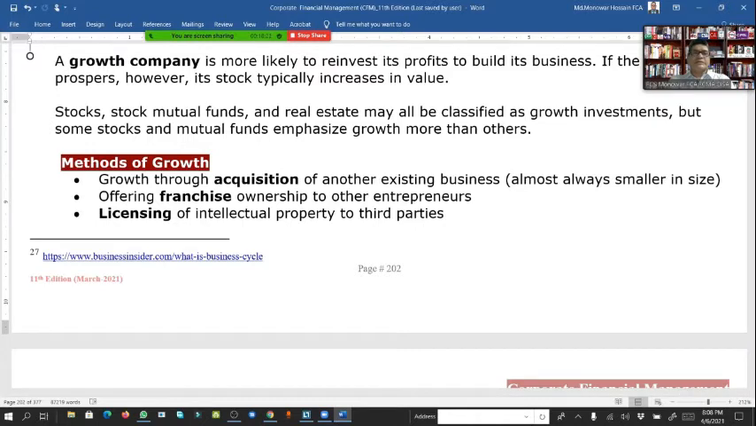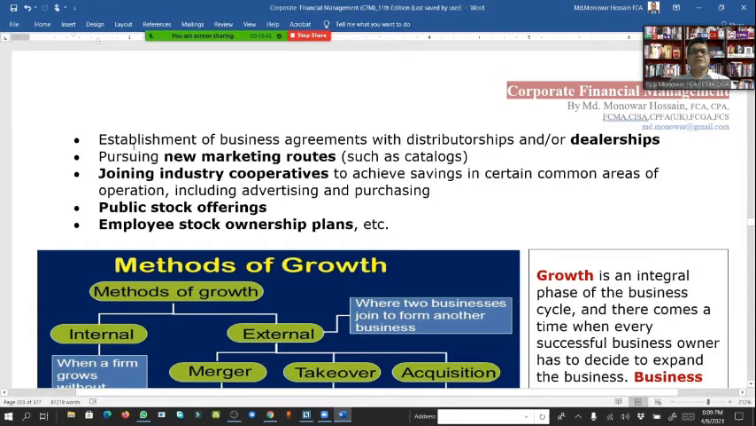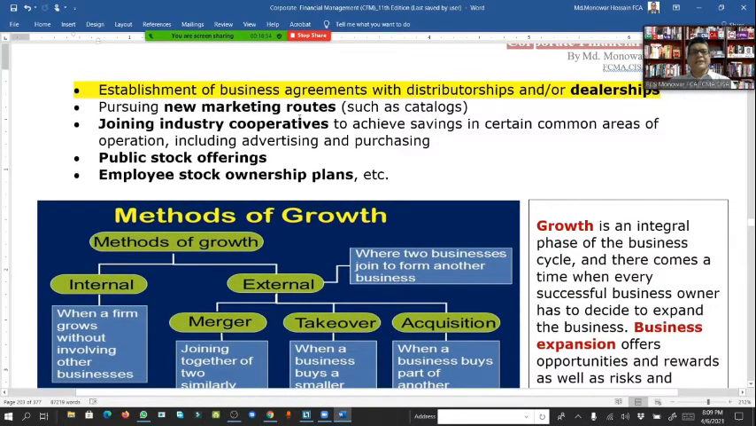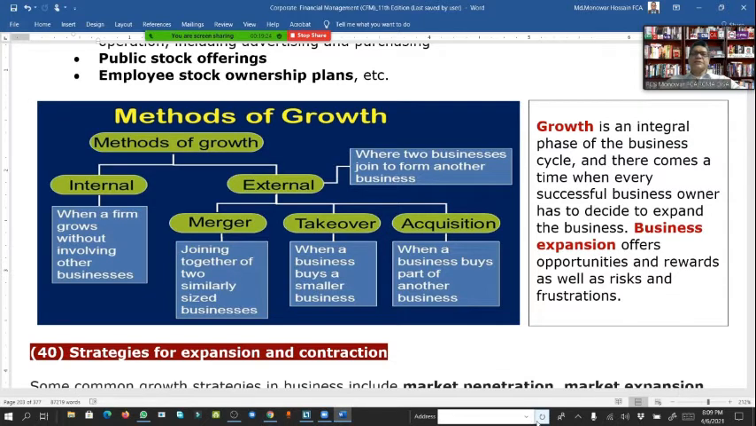So there are different methods of growth. Growth through acquisition: a company can make its growth through acquisition. Another is coming to an existing business, and also collaboration with other companies, and sometimes licensing intellectual property, sometimes establishing a business agreement with another dealership or company, pursuing a new marketing route, new country, new venture, and sometimes joining an industry cooperative, and public stock offering. Sometimes if a company goes public, it can also be value addition or expansion, and sometimes this way. So there are different types of growth.